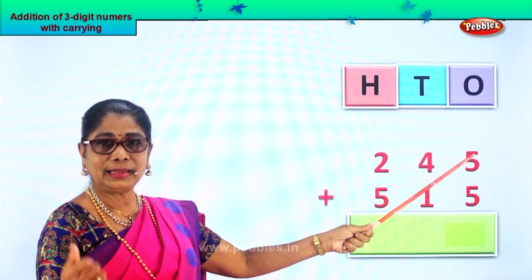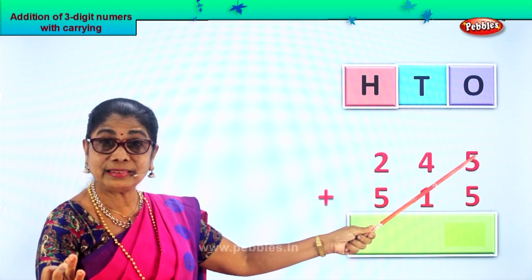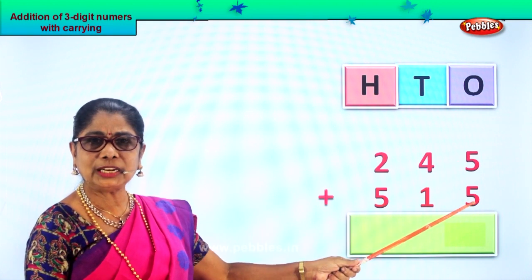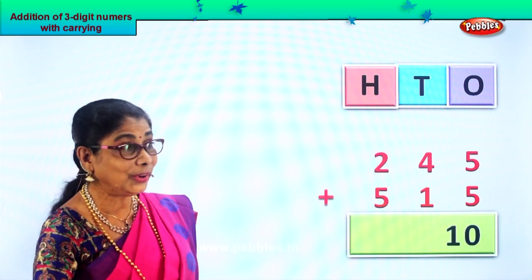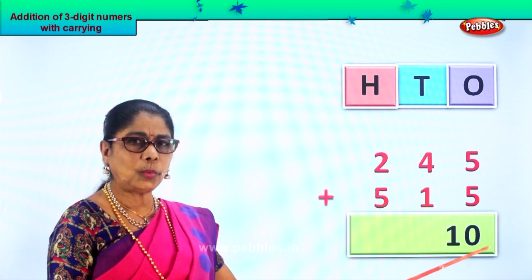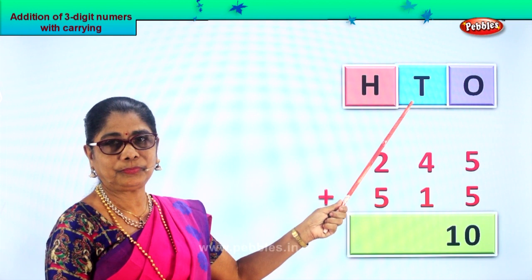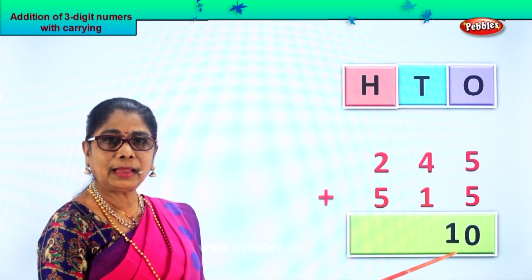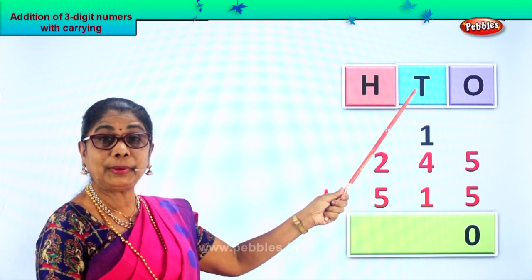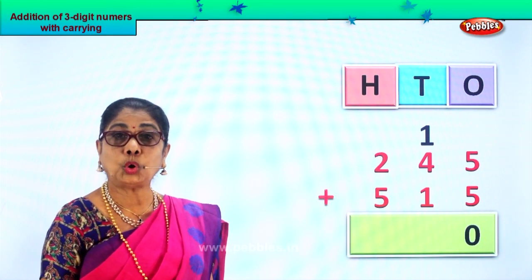Take five in the mind, take five on your fingers. So after five: six, seven, eight, nine and ten. Five ones plus five ones make 10 ones. What is 10 ones? 10 ones is equal to 1 ten. So we leave the zero here and we take the 10 ones, we bring it to the tens place, that becomes 1 ten.